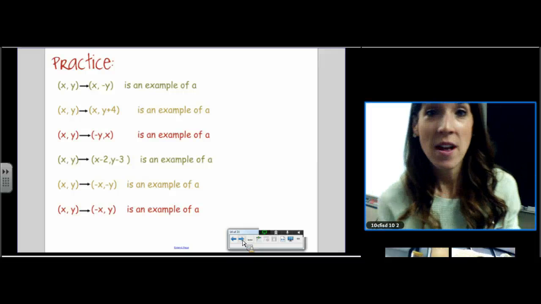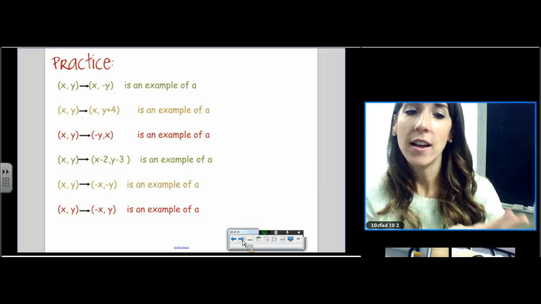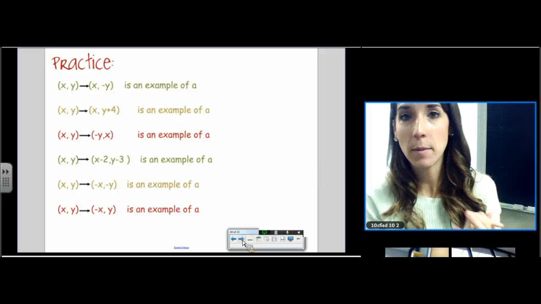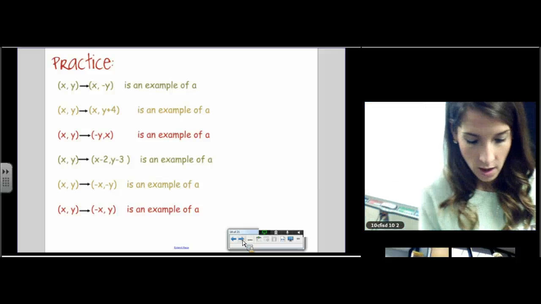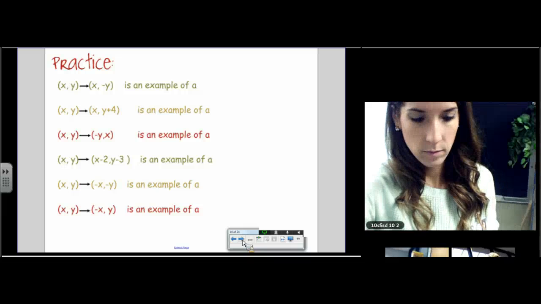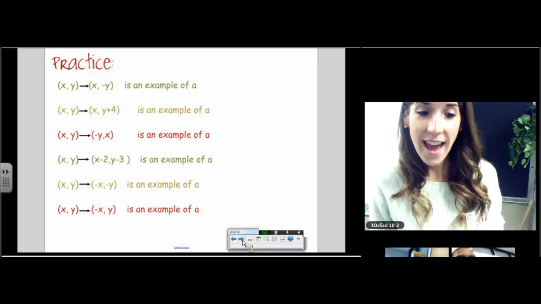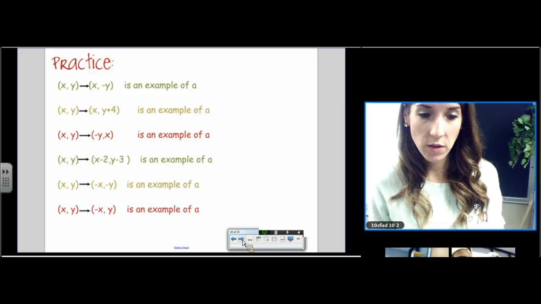Okay, now anything is fair game. These can be translations, they can be reflections, they can be rotations. I transformed them. You have to tell me what I did to the coordinate, okay? Alton, you're up. I'll give you a hint. It's from yesterday's lesson. Yeah, reflection over what? You do need to be specific.